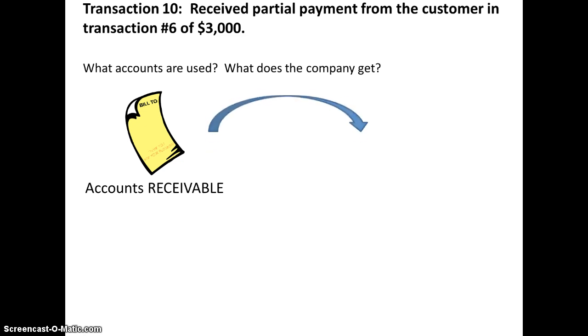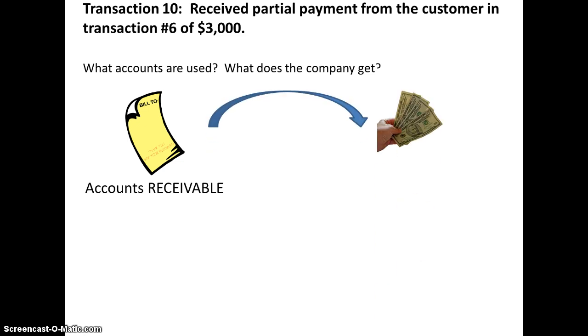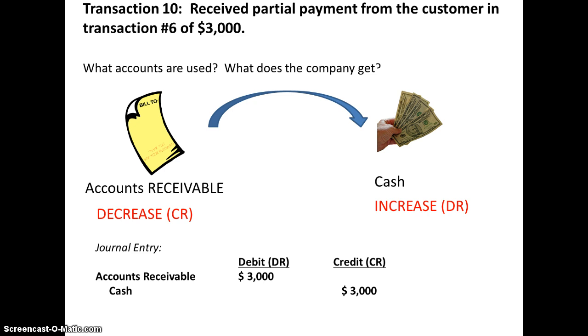Transaction 10. We received partial payment from the customer in transaction number 6 of $3,000. We are not doing new work from the customer. We are receiving money from the customer. So we want to reduce the amount that we're going to receive from them in the future. So we need accounts receivable. And since we're getting cash, we're going to need our cash or checking account as well. We want to decrease what we're going to receive in the future because we're getting it now. So we want to increase cash. Our journal entry would be a debit to accounts receivable for $3,000 and a credit to cash for $3,000.